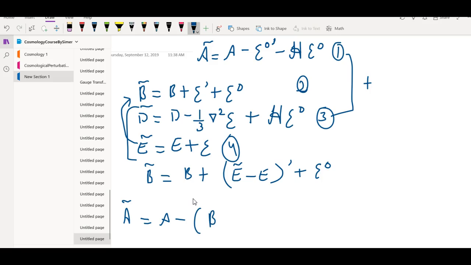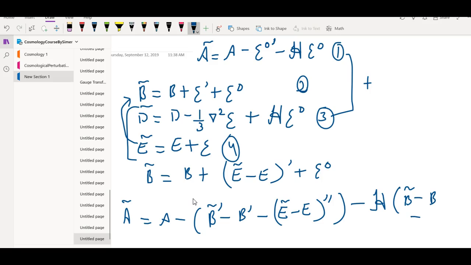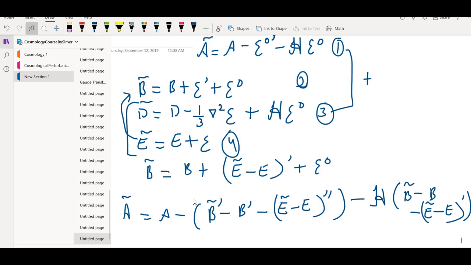So what is xi 0? B tilde minus B tilde prime minus B prime minus E tilde minus E double prime, this minus H xi 0, which is B tilde minus B minus E tilde minus E prime. So what do we get here?